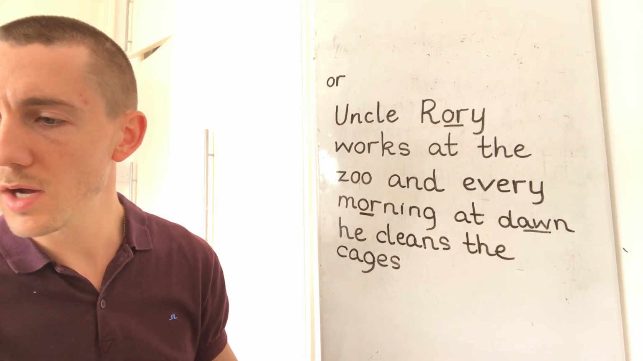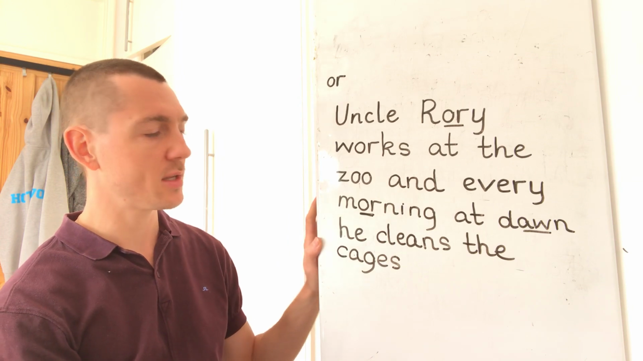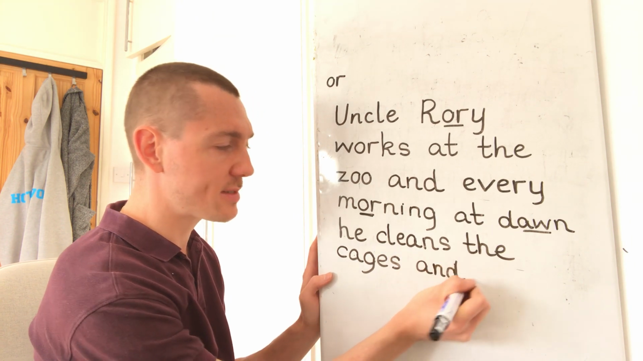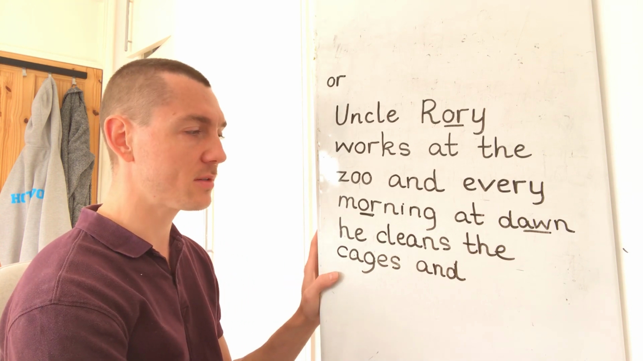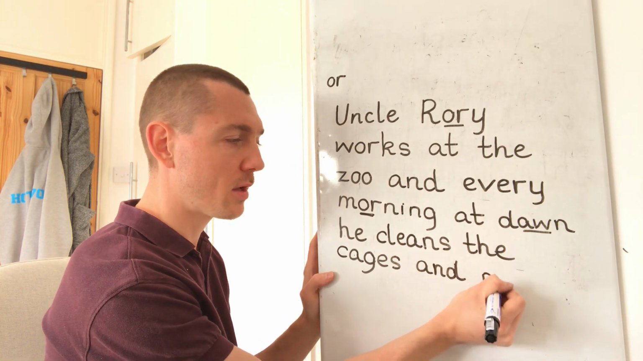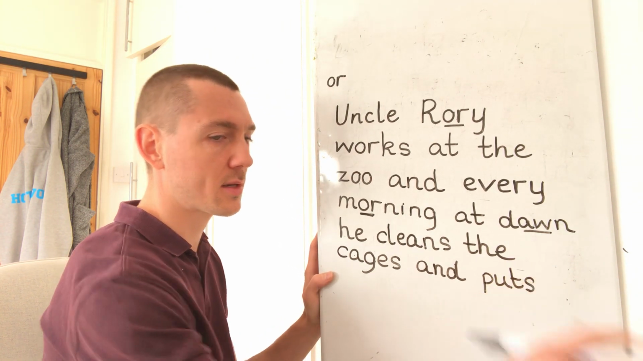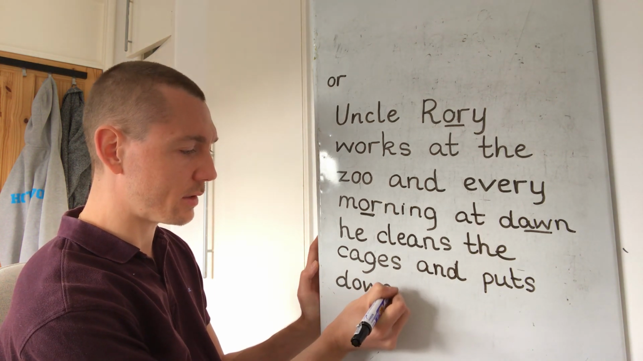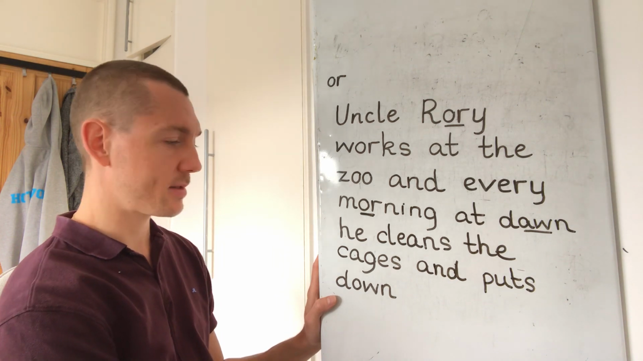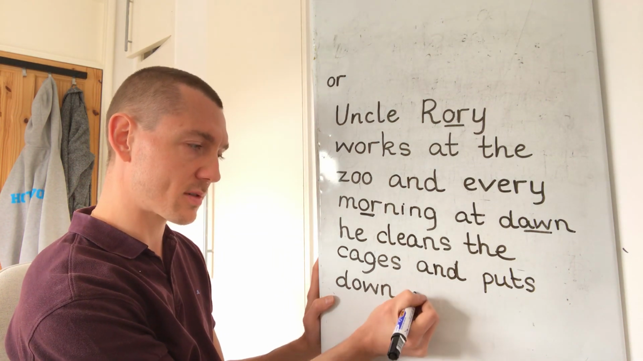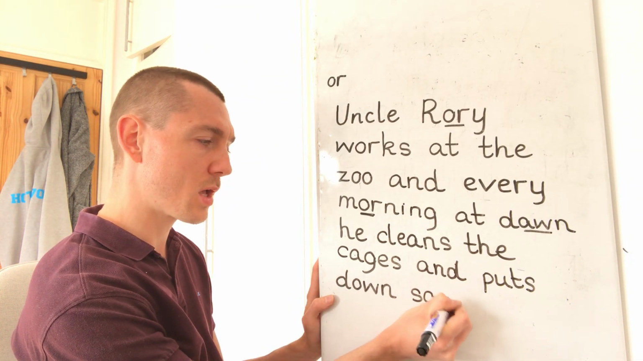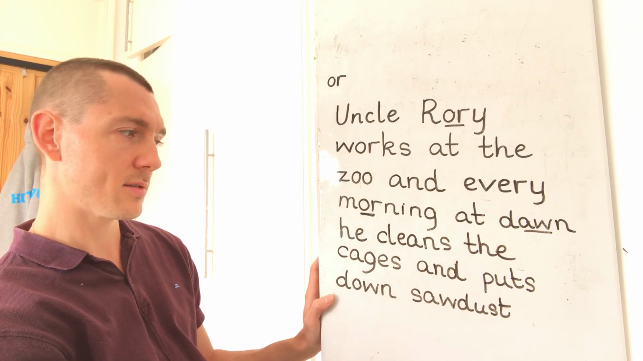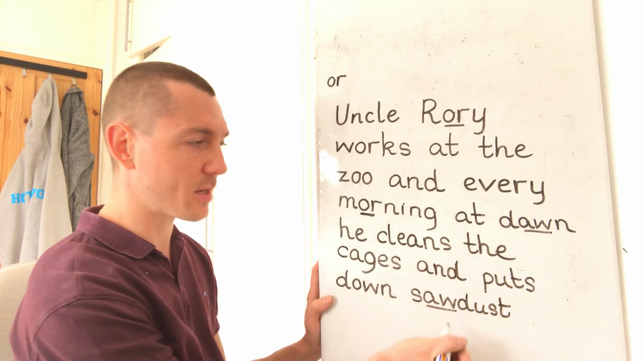Uncle Rory works at the zoo, and every morning at dawn he cleans the cages, and what else does he do? He cleans the cages and puts down, 2 words, puts down, and puts down sawdust, 2 syllables, saw, sawdust. And we've got the or spelling again there, haven't we, with AW.